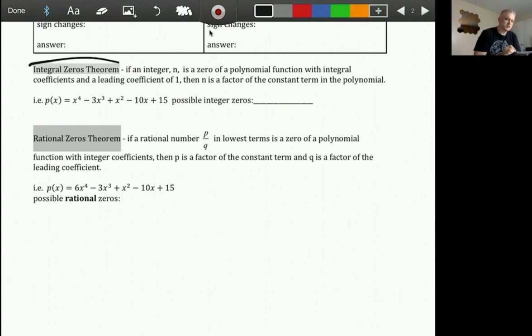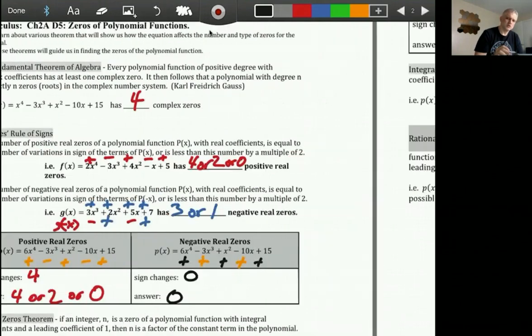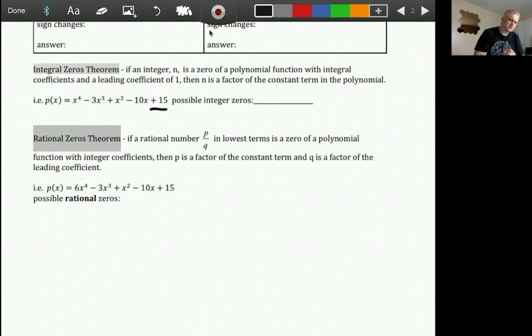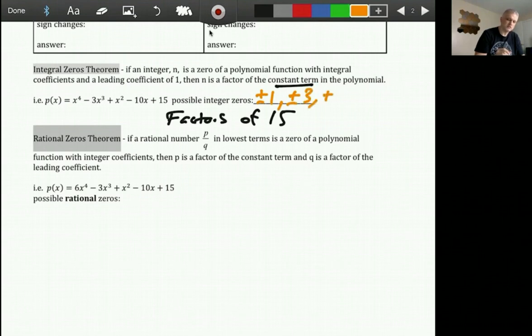The integral zeros theorem just tells me that if one of my zeros is an integer, then it must be a factor of my constant. So what is the constant here? Well, it's positive 15. So the factors of 15, which is the constant term, are plus or minus 1. It's always a factor. Positive or negative 3 is a factor of 15. Positive or negative 5. Positive or negative 15. So you got 1 times 15 and 3 times 5.